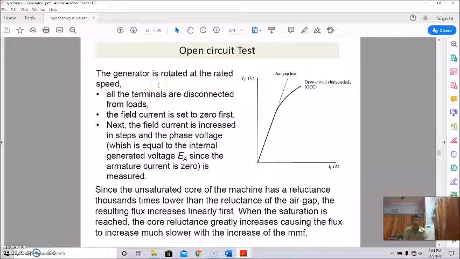The generator is rotated at a rated speed, and all the terminals are disconnected from the loads. The field current is set to 0 first, and then the field current is increased in steps, and the phase voltage, which is equal to the internal generated voltage EA, is measured. The armature current is 0.